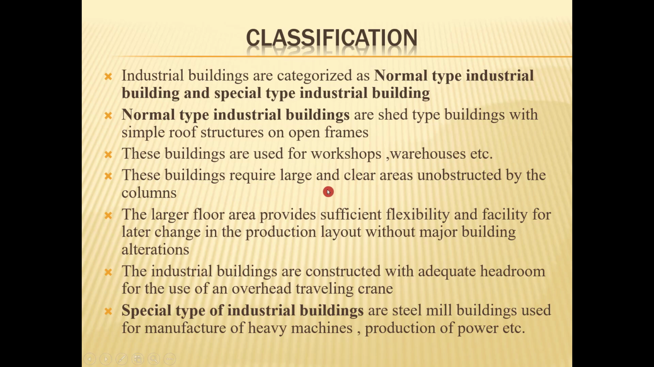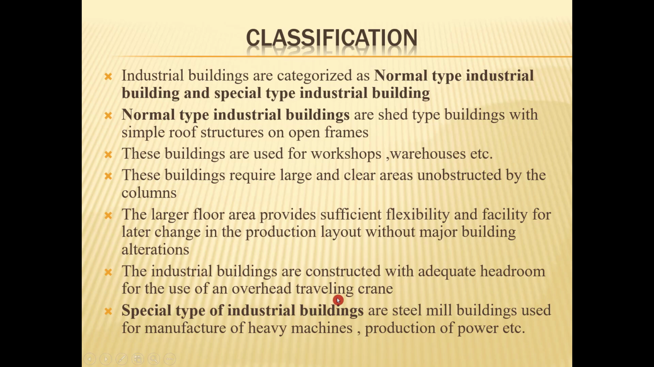These buildings require large and clear areas unobstructed. So we need a clear area inside the big workshop for the object movements and for other storing purposes. And there should not be too many columns inside the building. The large floor area provides sufficient flexibility and facility for later change in the production layout without major building alterations. The industrial buildings are constructed with adequate headroom for the use of an overhead traveling crane.